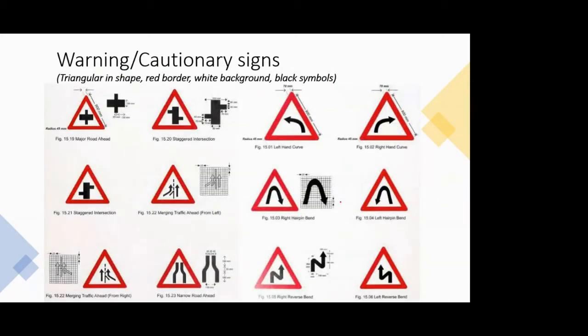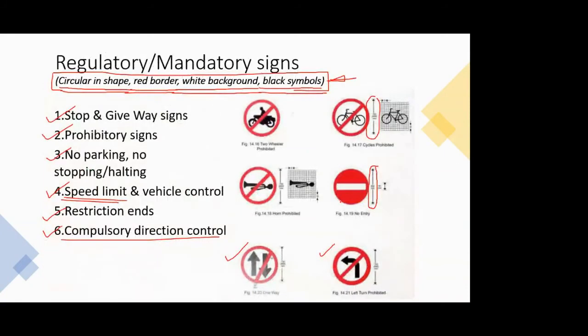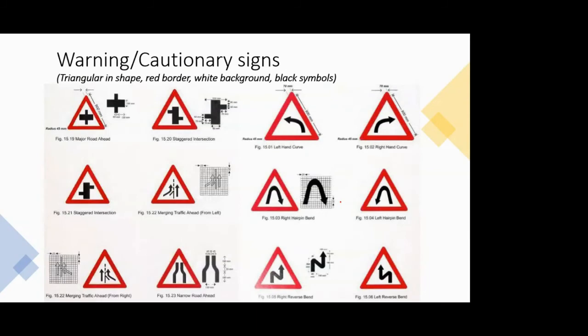Now the main difference between regulatory and warning, you can see very drastically in the picture itself. So this is regulatory and this is warning. The main difference is that regulatory is circular in shape and warning is triangular in shape. Rest all things are the same. Just the shape changes to triangular. The rest of the things like red border, white background, and black symbols remain the same.